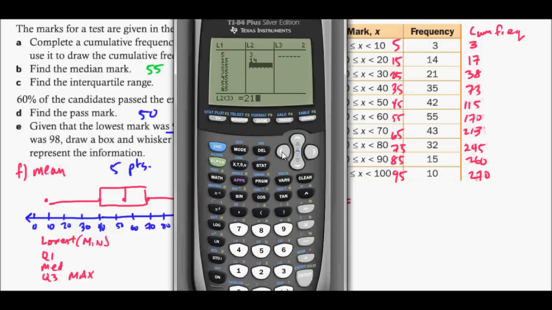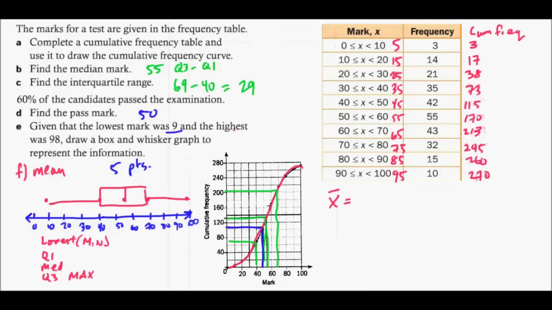Now 3, 14, 21, 35, 42, 55, 43, 32, 15, and 10. Then we go stat, calculate, and do one variable statistics. We have a frequency list here, so we do second L2 for our frequency list, and then calculate. And our mean is 53. That's awesome, I hadn't done that problem before. It's exactly 53. So that's a weighted mean with interval data.